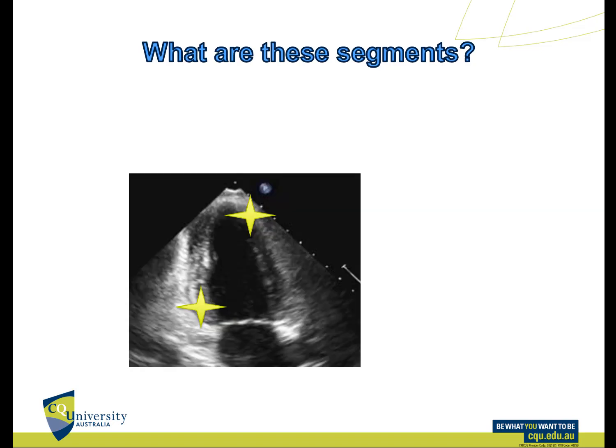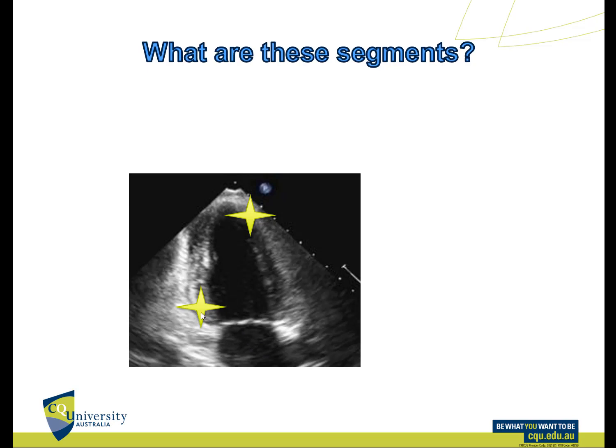What are these segments? All right, so if we're looking here, we can basically deduce that this is an apical 2-chamber. You can see the left atrial appendage right here. Here's the left atrium, here's the mitral valve. So what about this one?